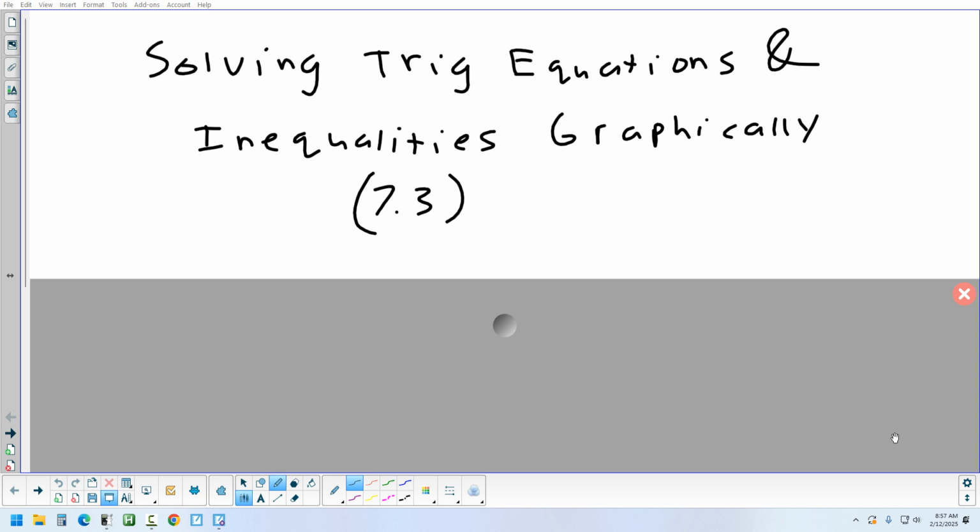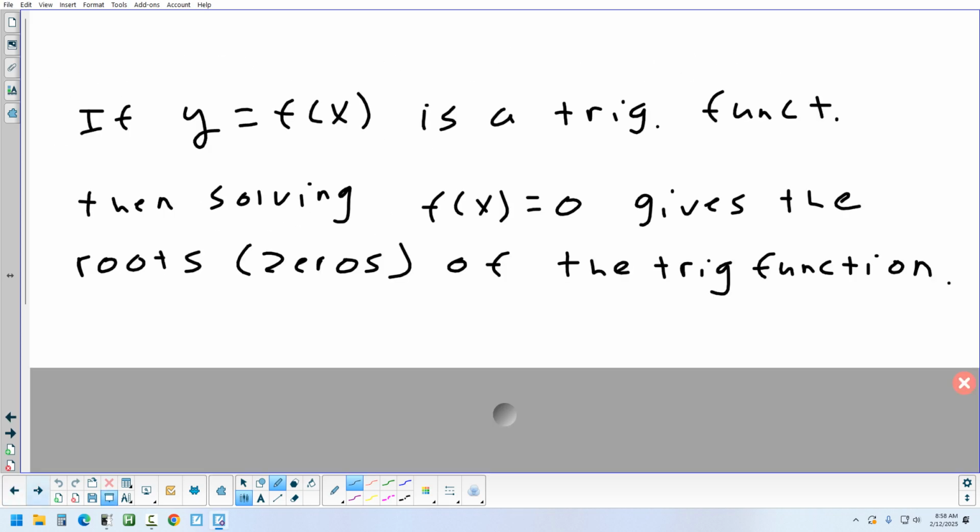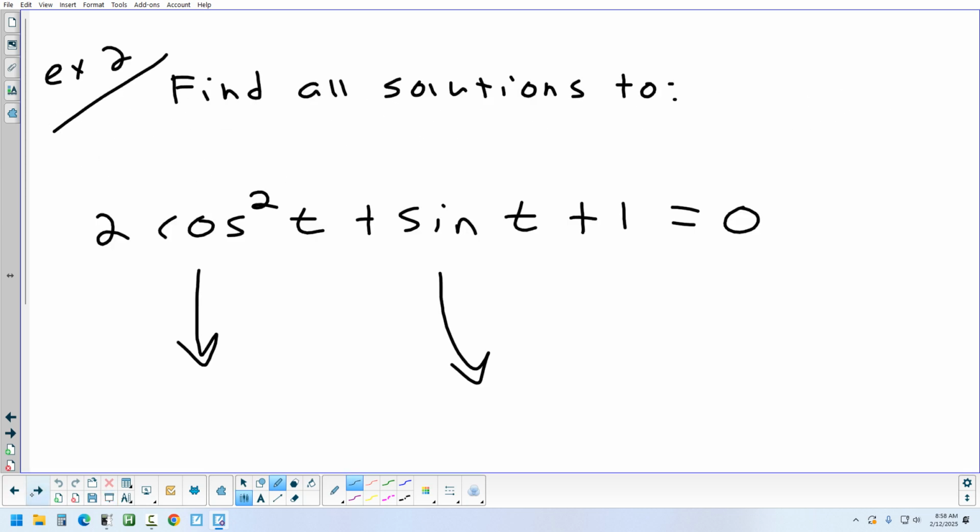All right, so in Section 3, we're going to take a look at solving some trig equations and inequalities graphically. We've done a little bit of this before with basic equations, like that one. That's a basic one. But then we're going to look at some more complicated ones that maybe have multiple trig functions in the same equation, and maybe a trig function to a higher power.